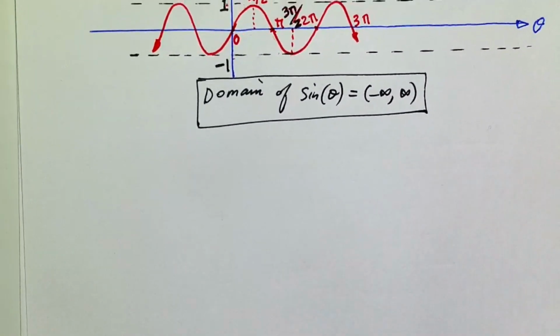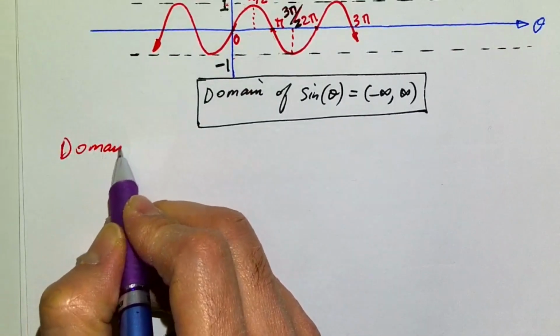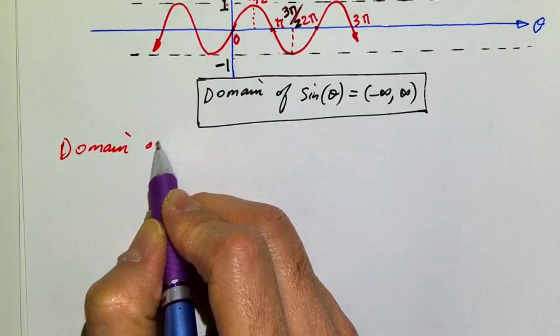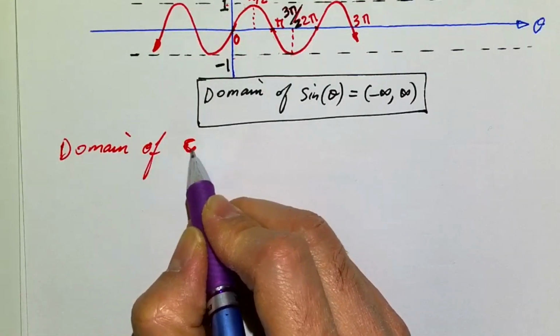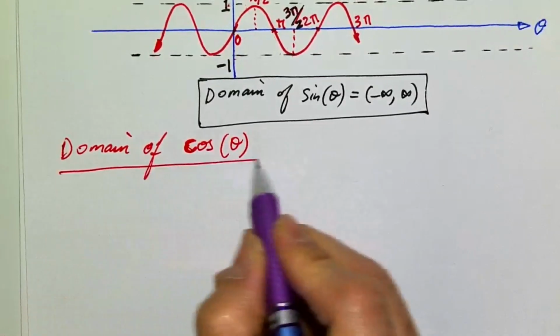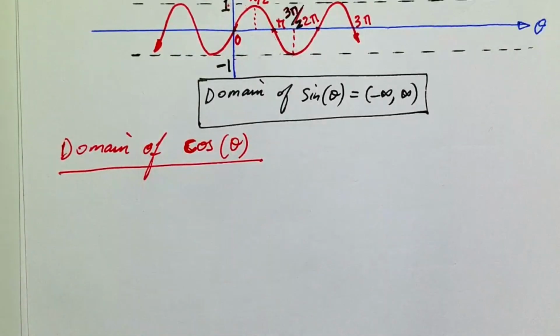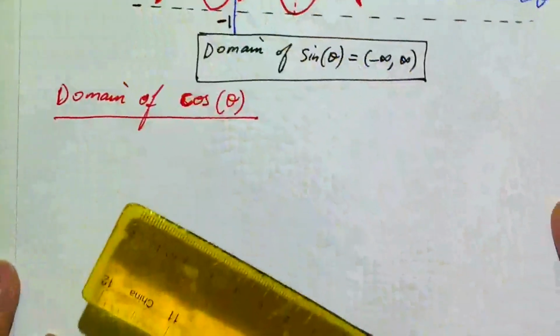The other trigonometric function that we need to know very well is the cosine function. So domain of cosine of theta, and I'm going to do the same thing, draw a long axis for theta.